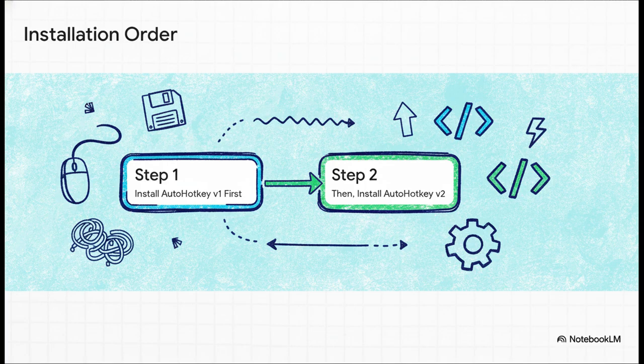Okay, now this is super important, and it feels a little backwards, so listen up. If you're on a new machine or doing a fresh install, you actually have to install version 1 first. Then you install version 2 on top of it. The reason for this very specific order is that the V2 installer is smart enough to see the V1 installation and set itself up to coexist peacefully. It makes sure everything plays nicely together in the same directory.